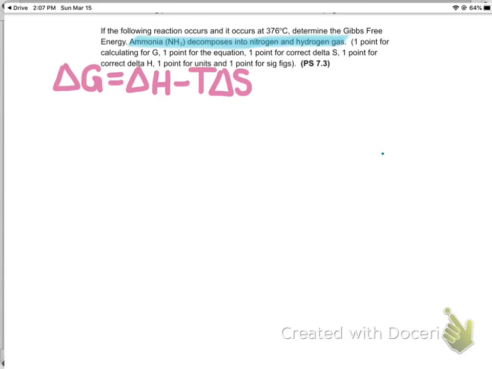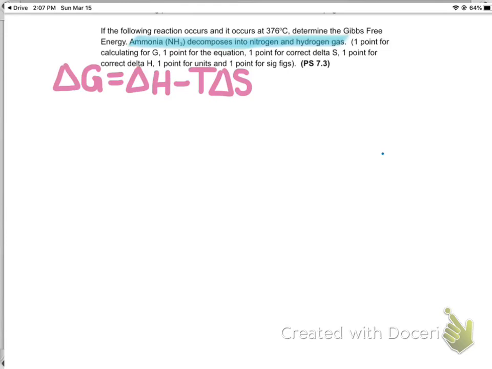The first thing I would write down on my paper to make sure I don't forget is my Gibbs free energy equation. So delta G is equal to delta H minus the temperature and then delta S. So enthalpy minus temperature times entropy.